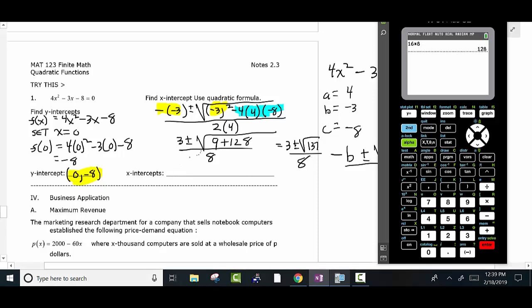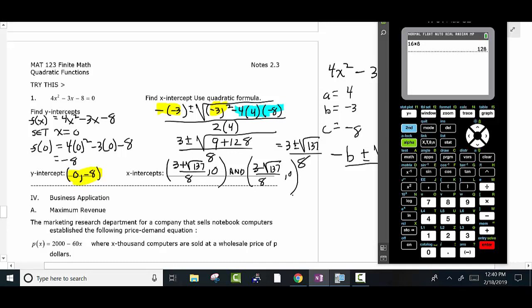When you write your X-intercept like this, it doesn't matter which one you write first. I'll say 3 plus radical 137 over 8, comma 0, that's your first X-intercept. The second one is just going to be 3 minus root 137 over 8, comma 0, like that.